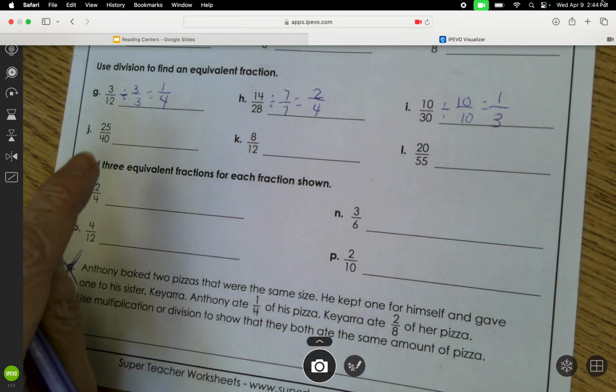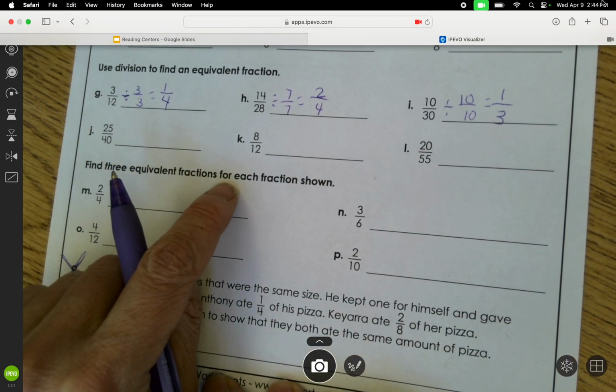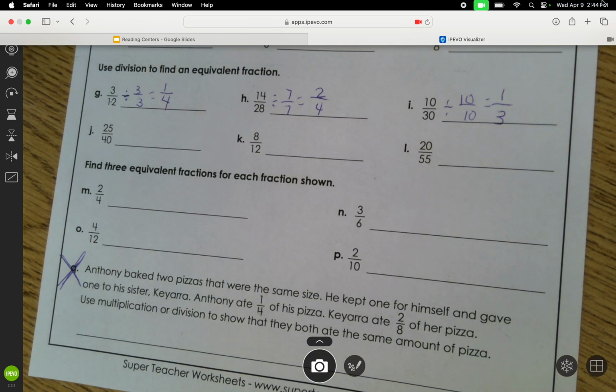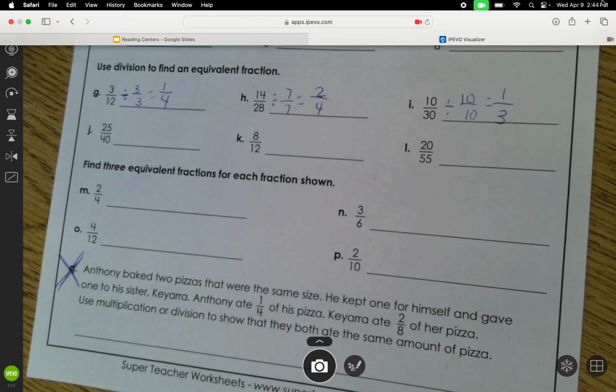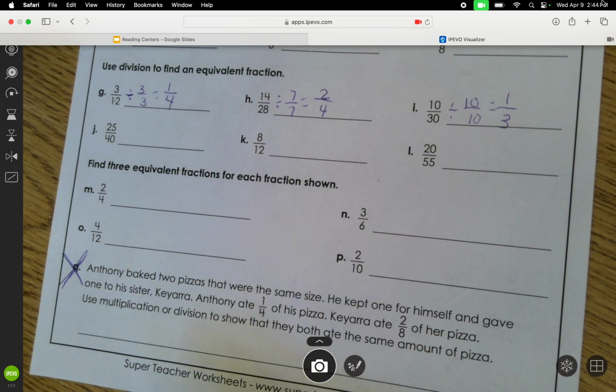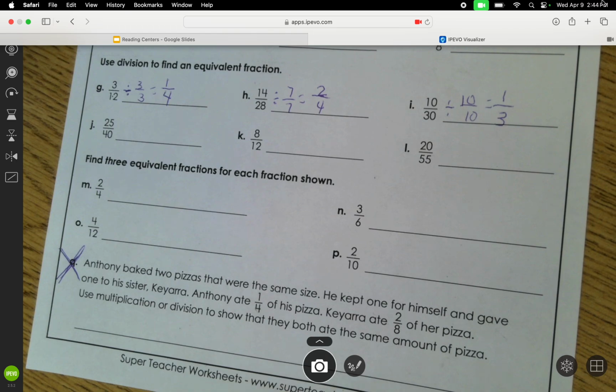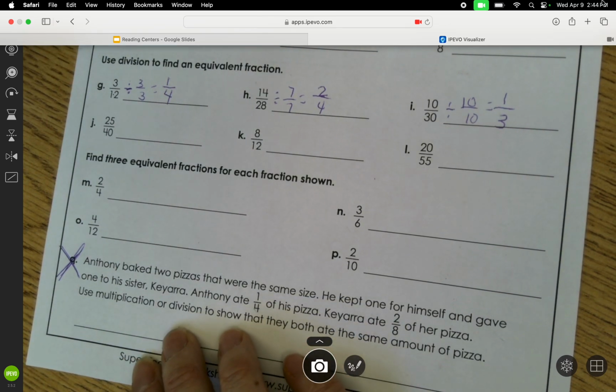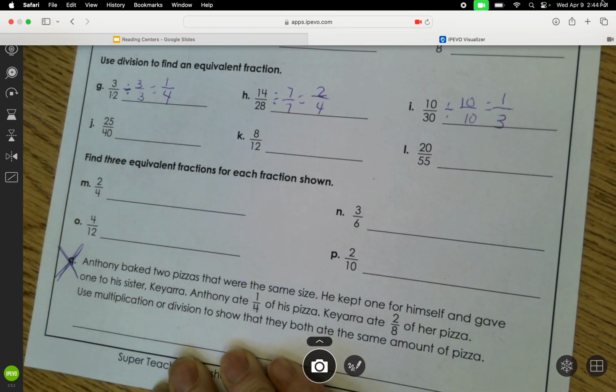At the bottom, all you have to do is find 3 equivalent fractions for each fraction shown. So you can multiply or divide. Okay? Here I would like you to, if you have a scrap sheet, work on the back of your worksheet. It'll be best if you could write small, you could write on the sides a bit.